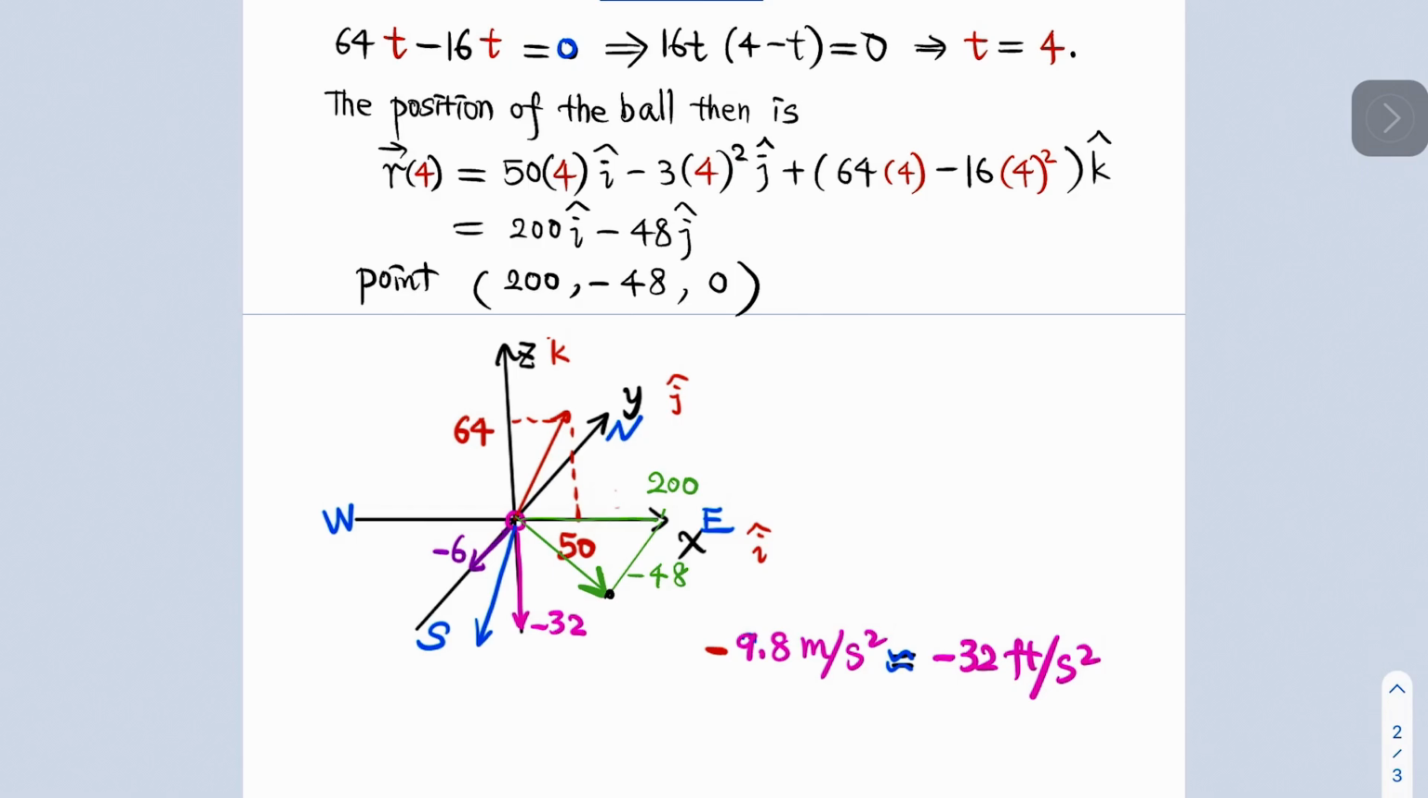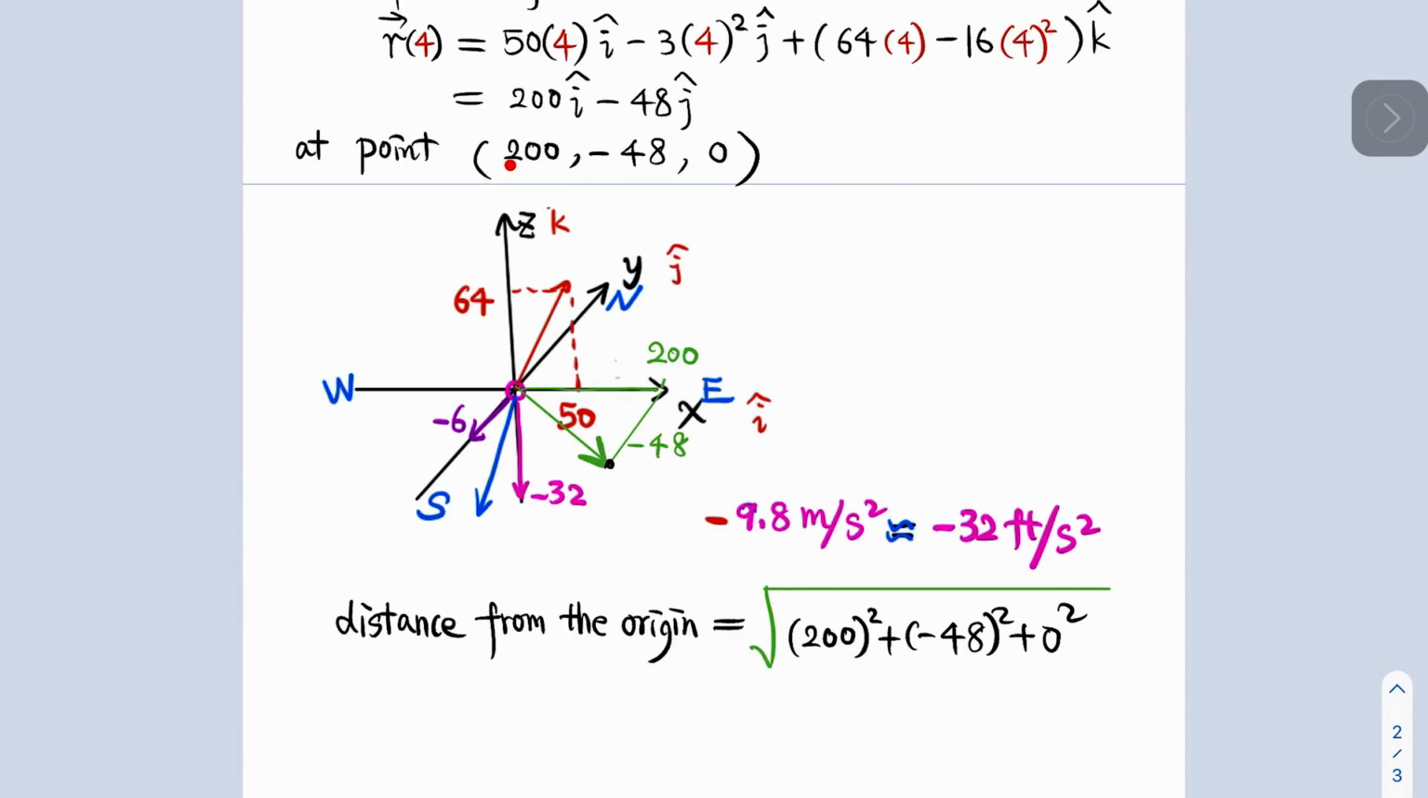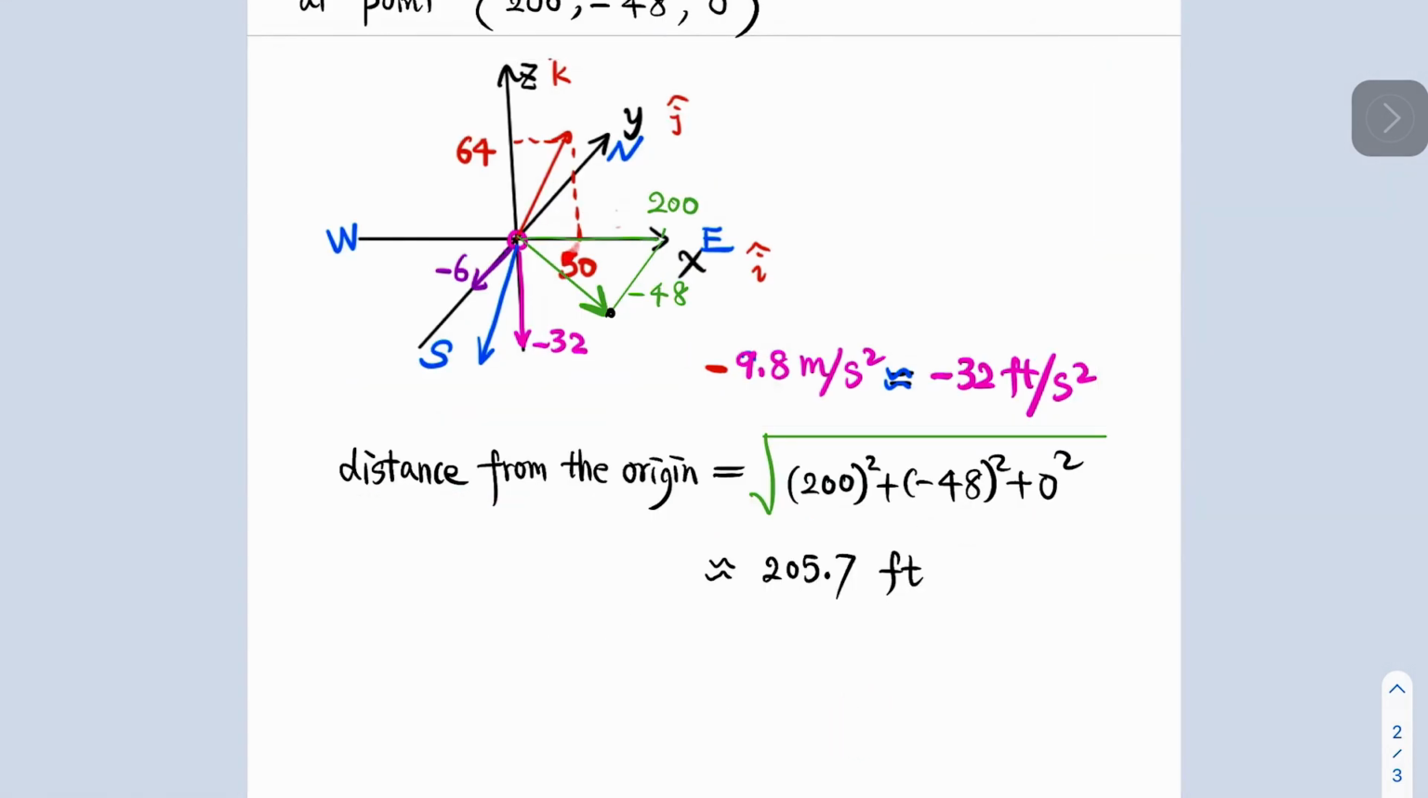The distance from this point to the origin is given by the magnitude of r(4), which is the square root of 200 squared plus negative 48 squared plus 0 squared. And that is going to give us approximately 205.7, and the unit here is feet. Remember, we are asked to keep one decimal place. Now we know the distance.